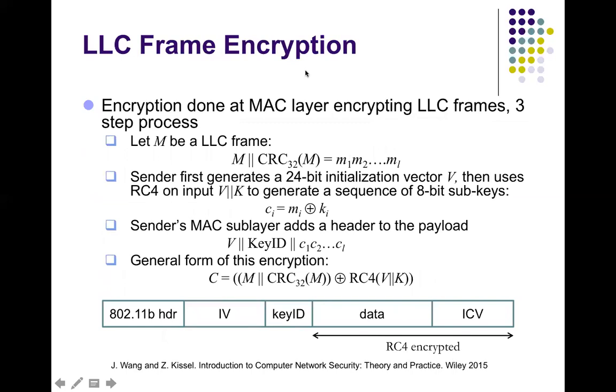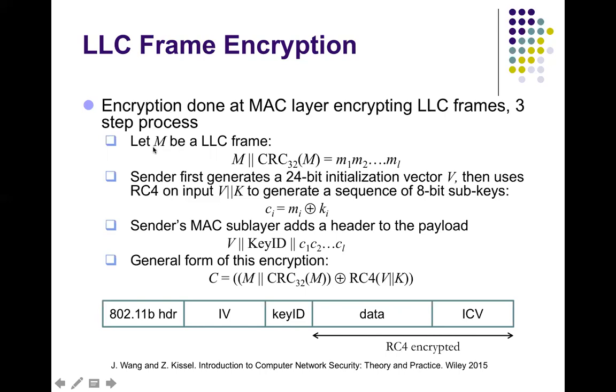All right, so next, let's look at encryption. Since this works at the data link layer, what you have is a frame. Let's call this an LLC frame. The encryption is done following these steps. Again, it is at the MAC sublayer, and the purpose is to encrypt an LLC frame.